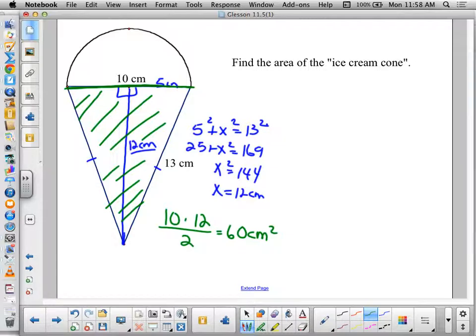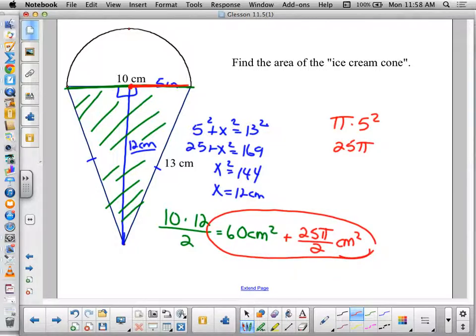Okay? I need the ice cream portion on top. So in order to find the ice cream portion on top, I've got to find the area of the whole circle, but I don't have a whole circle. I only have a half circle. So if I find the area, I'm going to divide that area of the circle by 2 when I'm done, right? So what's the radius of the circle? Radius is 5, so the area of the circle is pi times 5 squared, or 25 pi. So 25 pi over 2 centimeters squared.